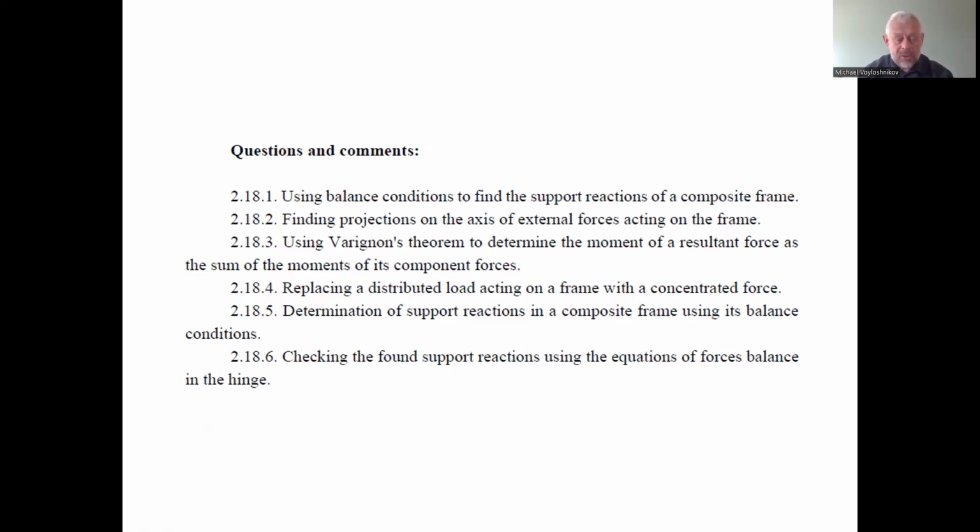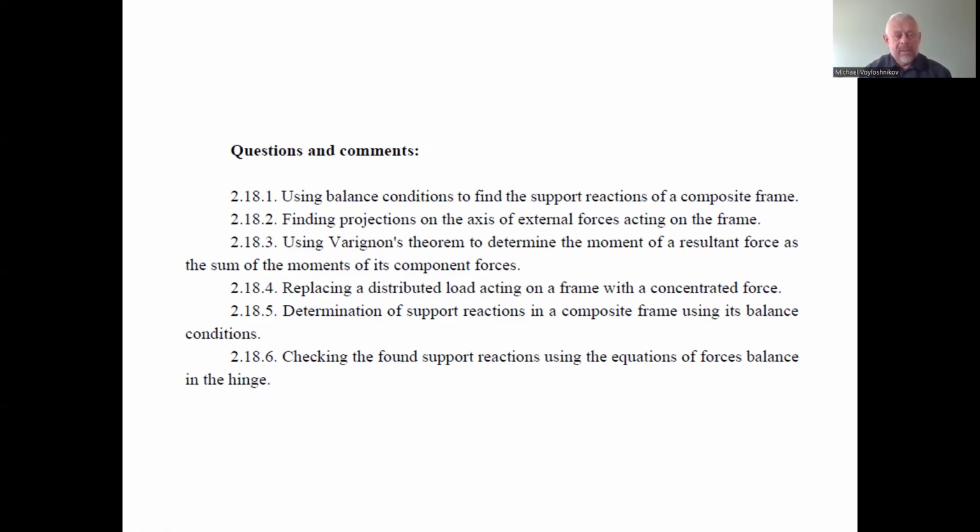And the second option of the balance equation is that the three moments of rotation of the mechanical system, or its element, around any three points, but these points have to not be on the same straight line, have to be equal to zero. This is the second kind of the balance equation.